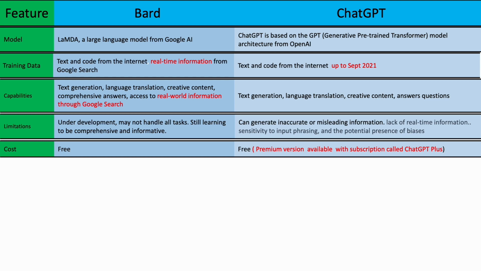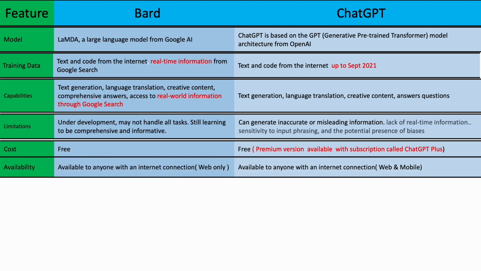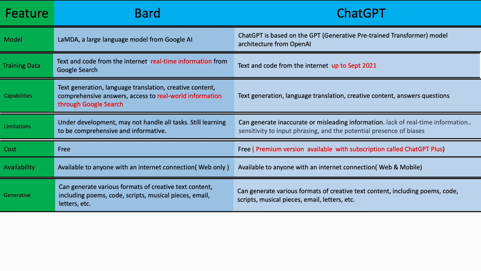Now look at the next one, which is availability. Bard is available to anyone with an internet connection, web only. And ChatGPT is the same thing, available to anyone with an internet connection, web as well as mobile. And generative: it can generate various formats of creative text content, including poems, code, scripts, musical pieces, email, letters, etc.